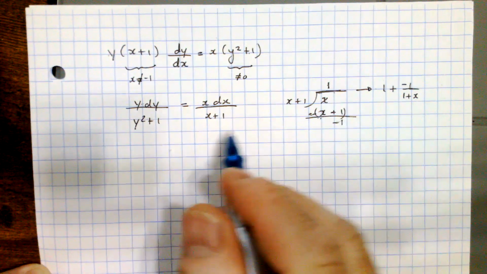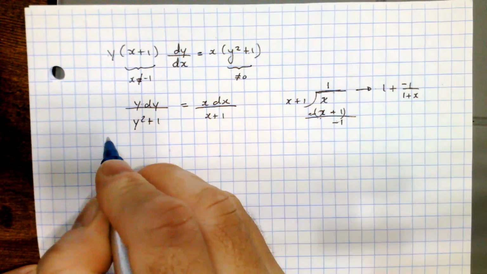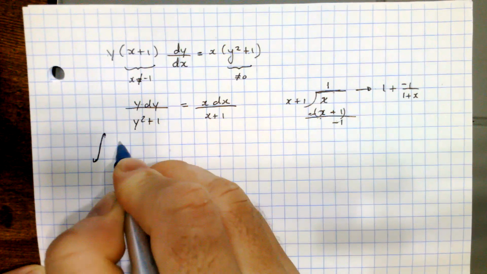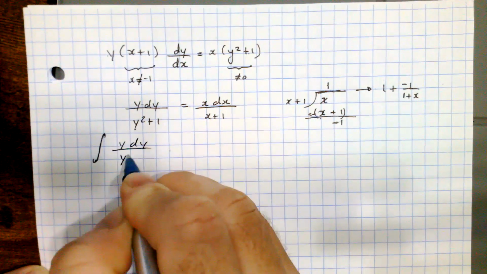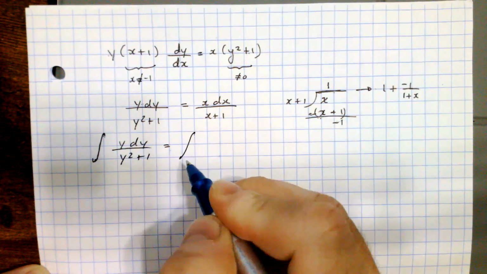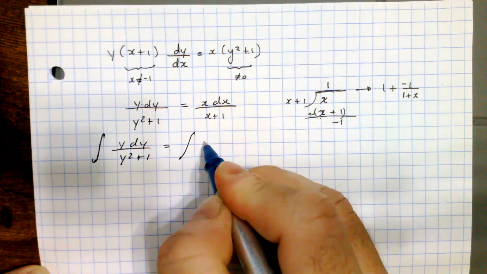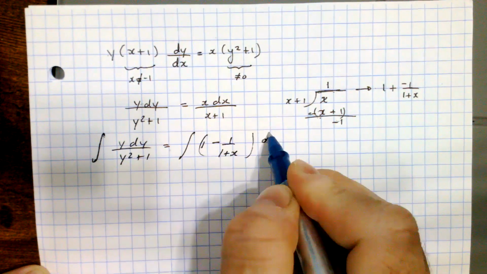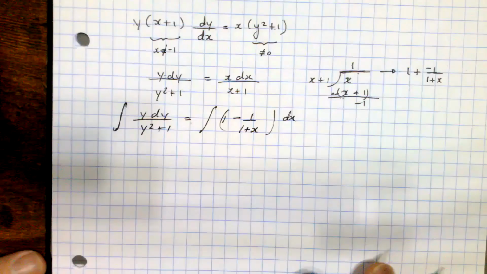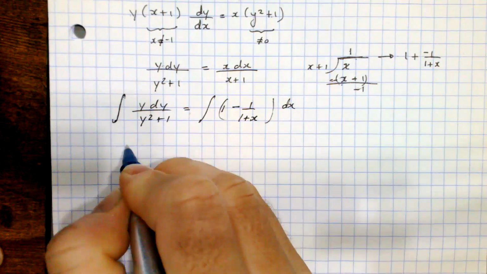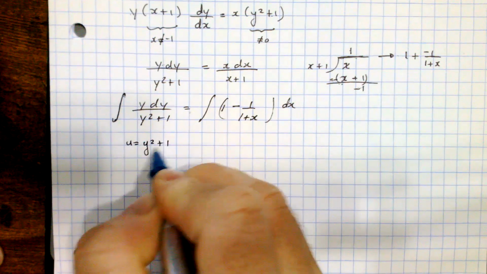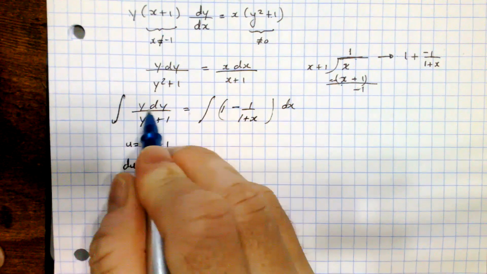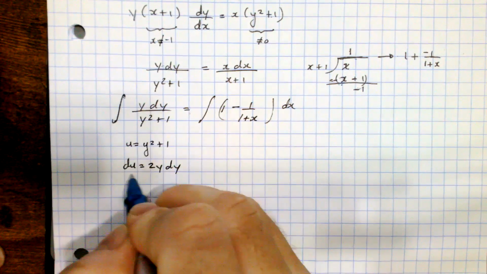All right. So let's go back and rewrite this. And we'll put these in the integral. So we have the integral of y dy over y squared plus 1 is equal to the integral of 1 minus 1 over 1 plus x, dx. All right. So here we're going to make a u sub. So we're going to let u equal y squared plus 1. So du is going to equal 2y dy, which is exactly what we have on top here. I just need to divide both sides by 2.